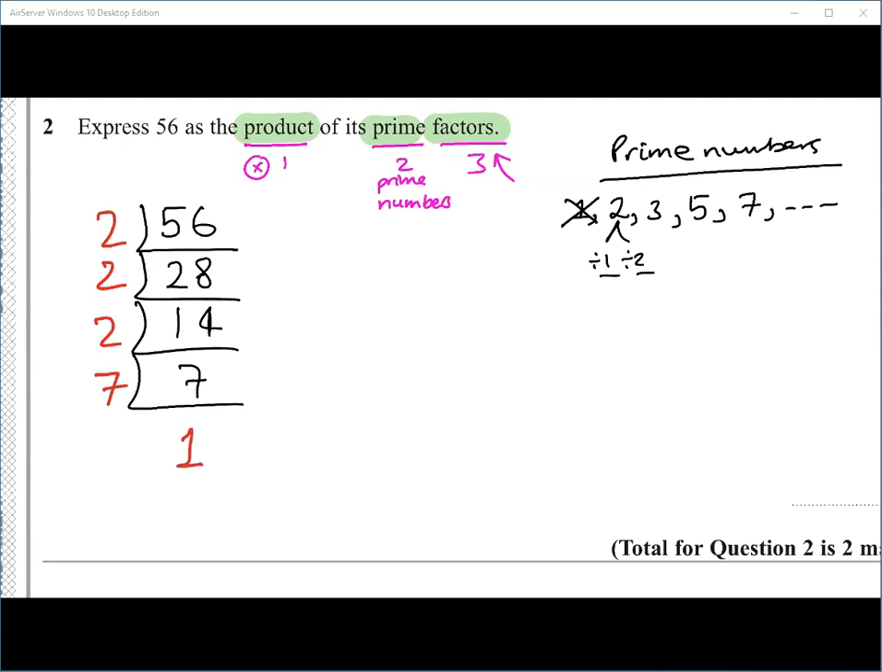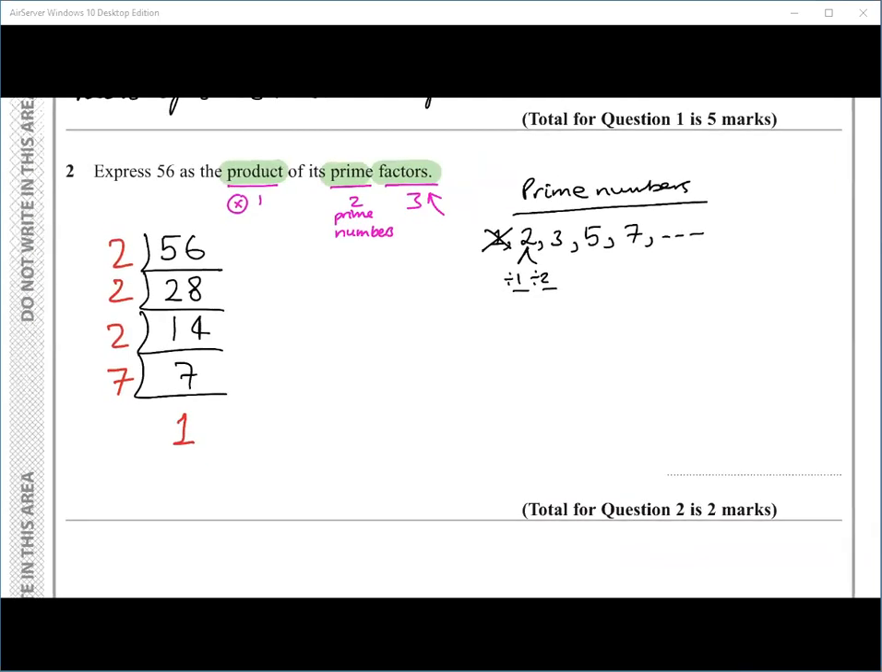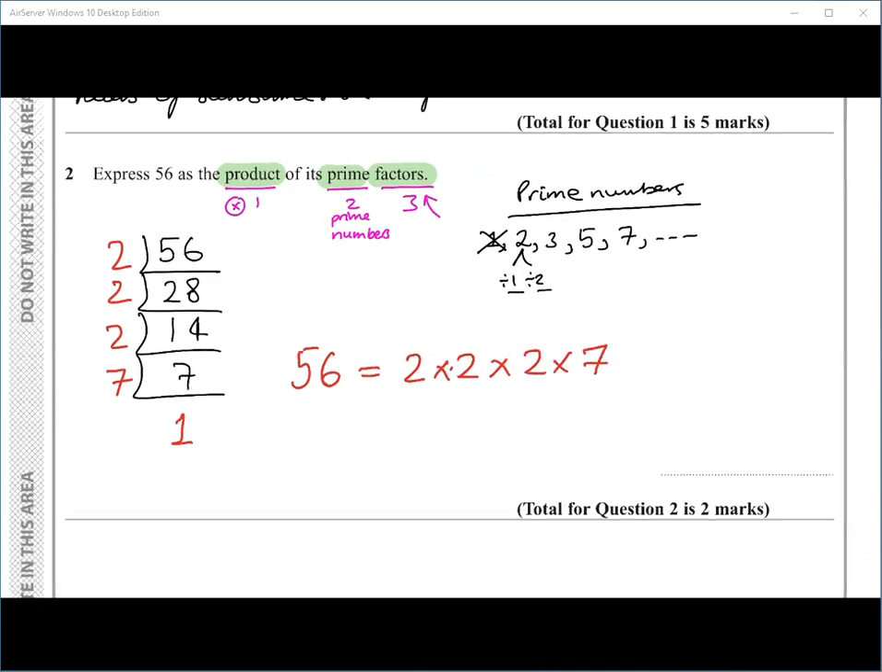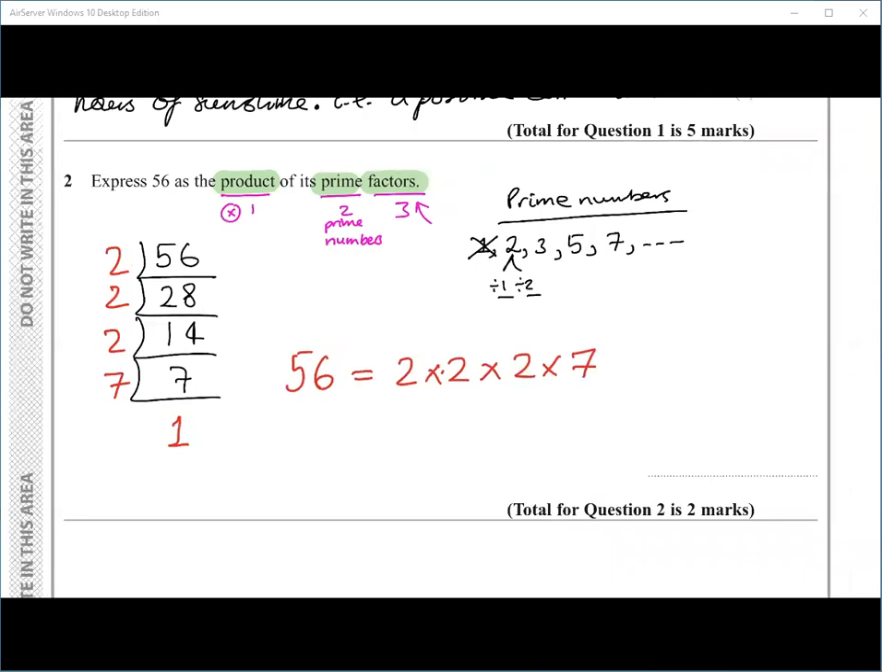Okay, right. So now can you tell me what 56 is now as a product? 2 times 2 times 2 times 7. Lovely. Now we can write it literally in that format, or you can simplify it and give it in index format: 2 cubed times 7. And that's what I would write down here for the answer.